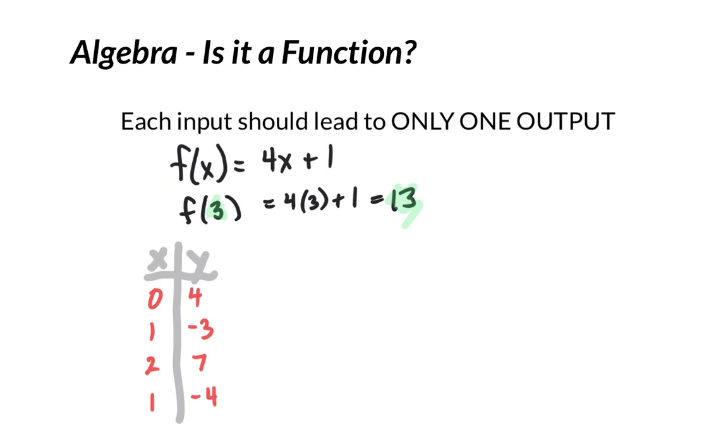Well, right here you should notice right away, we have a problem. When we put 1 in for x, we get negative 3, and then down here they say, no, you might get negative 4. Well, that means that this is not a function, because an input should lead to one answer. There shouldn't be the option of an input leading to two different answers. Let me show you graphically an example.